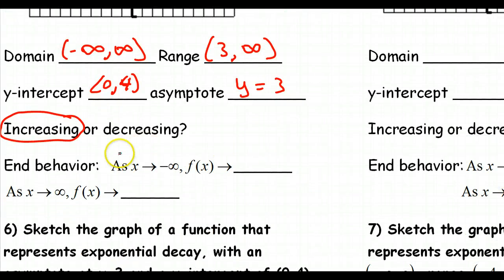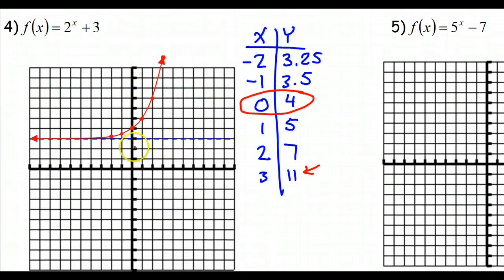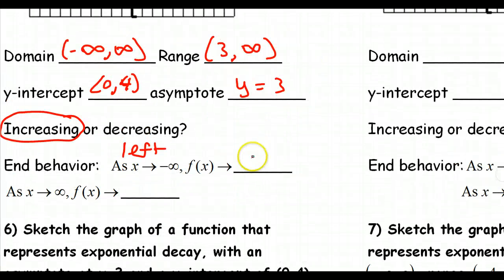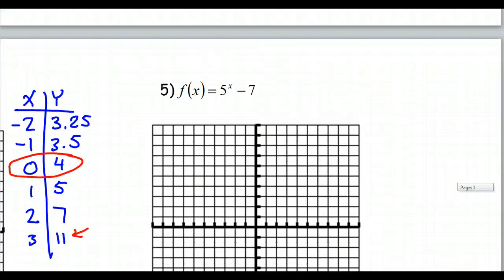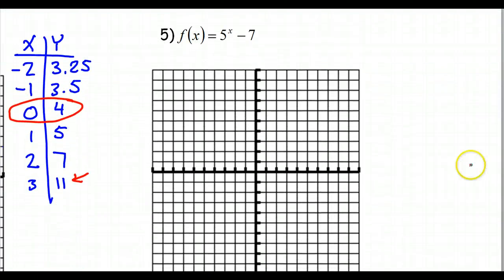End behavior. On the left, it gets closer and closer to 3. On the right, it goes to infinity. So on the left, the graph approaches 3. On the right, the graph approaches infinity. Okay, almost just like the last two that I did. This one's going to be the same thing.